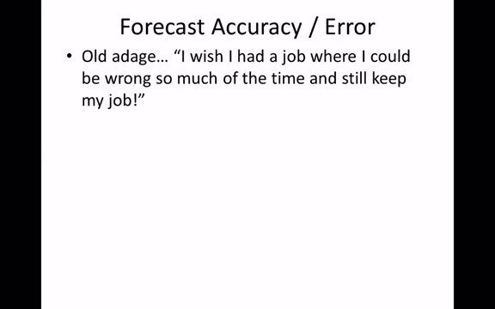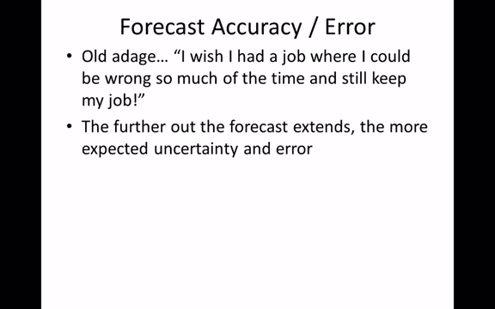So the old adage, I wish I could be so bad at my job and keep it, be so wrong with regard to my forecasts. But with regard to forecast accuracy and error, this is pretty intuitive, I think: your three-month vague forecasts are going to be less likely to hit the target than your hourly forecasts. The more reined in it is, the more likely it is to be correct.